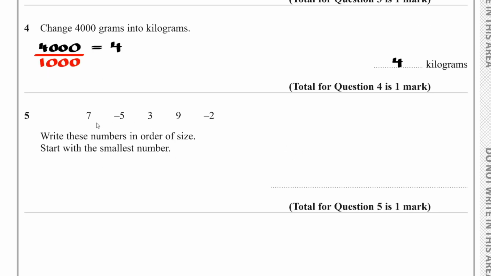Question number 5, we have 7, -5, 3, 9, -2. We have to write these numbers in order of size. We have the smallest number, -5, followed by the next smallest number, -2, followed by the 3, followed by the 7, followed by the 9. We have written the numbers in order of size with the smallest first.